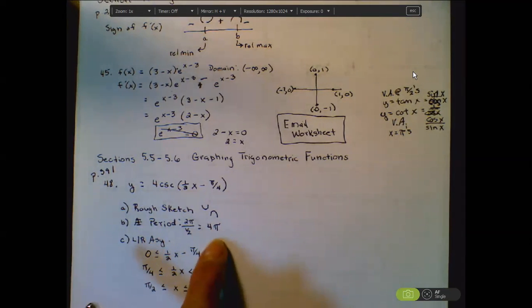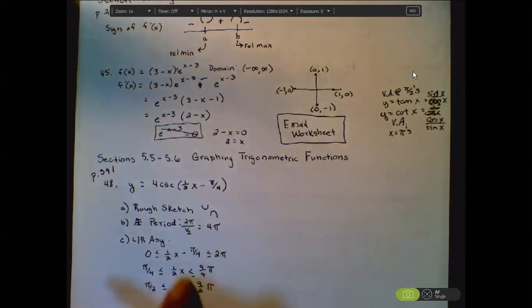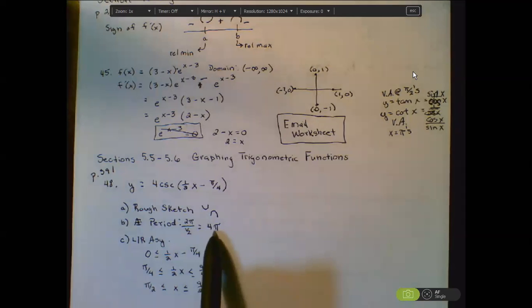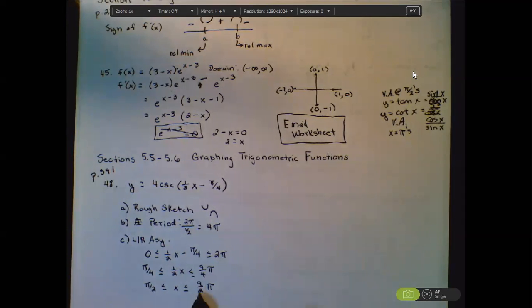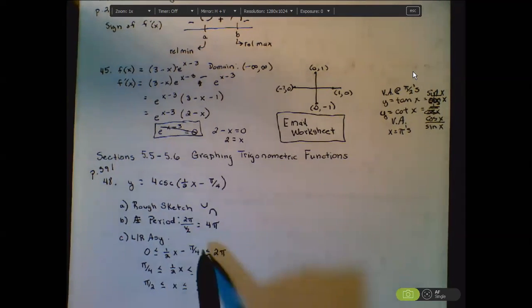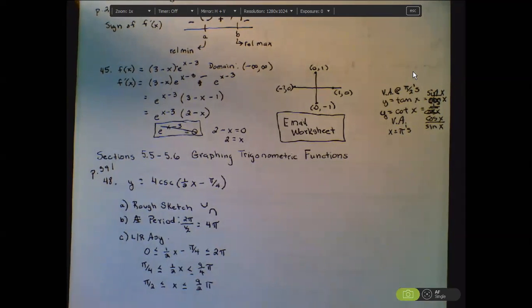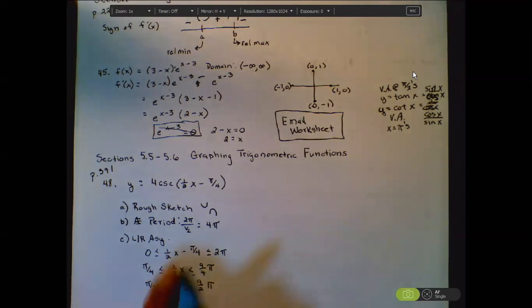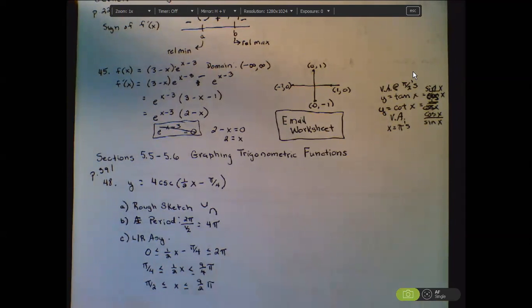That's a good built-in check for my inequality that I solved. If I subtract the left end from the right end, I should get 4 pi. This is 9 halves minus 1 half is 8 halves, and 8 halves is 4. So that period is 4 pi. That built-in check is nice because it's easy to make a mistake solving that inequality when you're adding fractions and multiplying. That's your left and right asymptote.